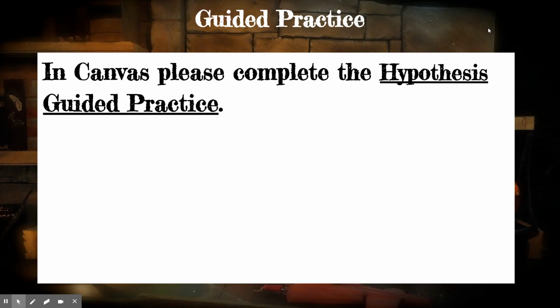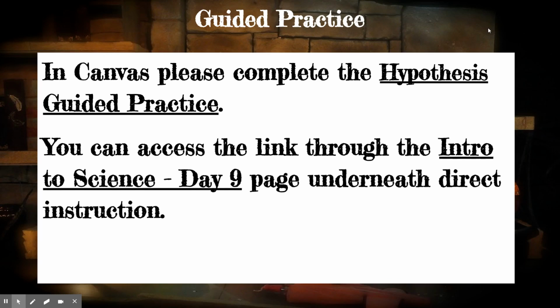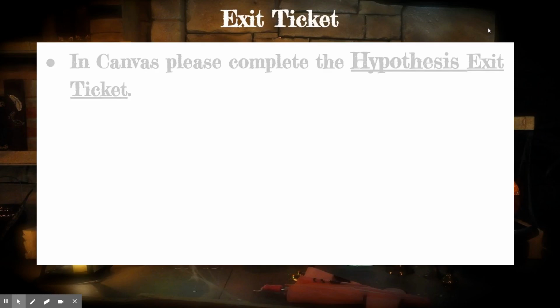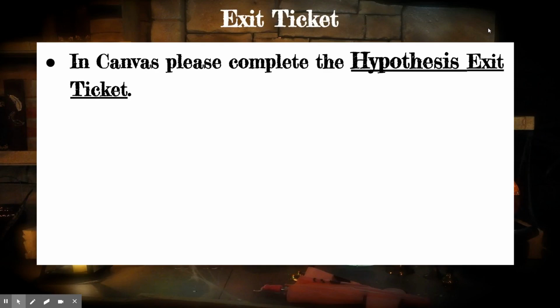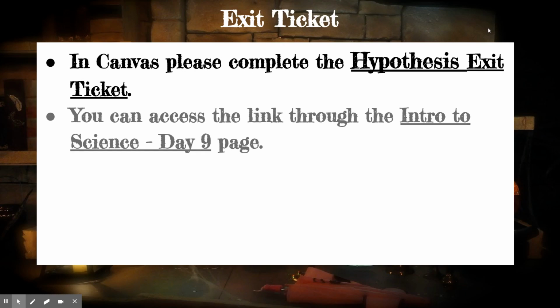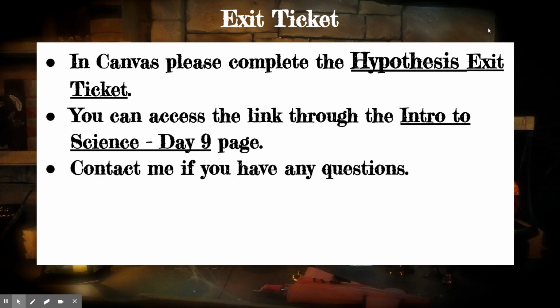So that wraps up our lesson on how to write a good hypothesis. Please remember you can go back and view this as many times as you need to. You can look up examples. Once you complete this, please go onto Canvas and do the guided practice, the hypothesis guided practice. You can access it on day 9. After that, please complete the hypothesis exit ticket in Canvas. Again, on day 9, if you have any questions, I'm here to help you.